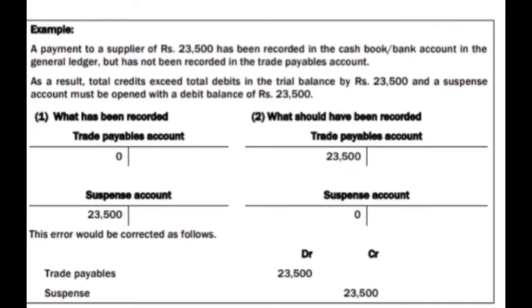Now you have to debit the trade payable which was omitted to be recorded, which was missed out and not recorded. Now you will debit the trade payable account and there is nothing to be recorded on the credit side, so you will record the suspense account on the credit side. Therefore, the debit and credit sides shall be equal.